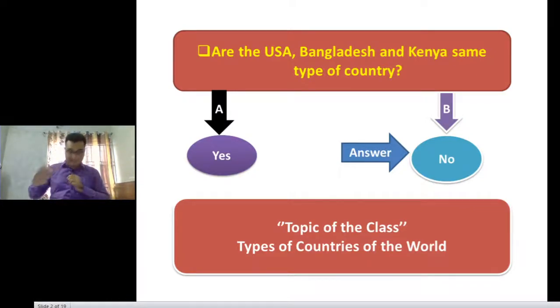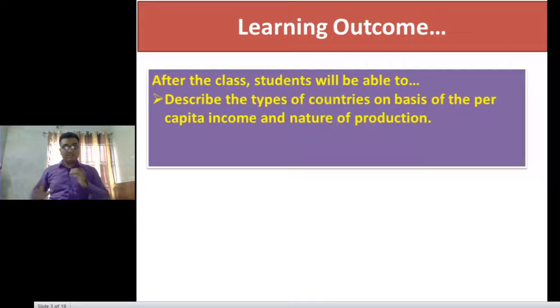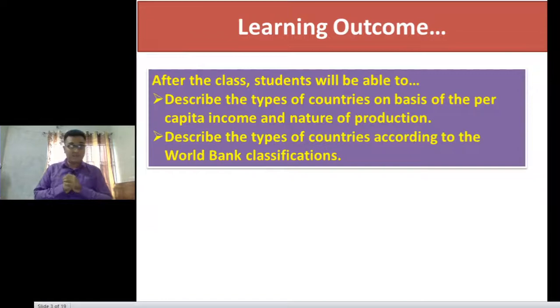our today's learning outcome. After the class, you will be able to describe the types of countries on the basis of per capita income and nature of production. Then you will be able to describe the types of countries according to the World Bank classifications. So dear students, let's get started with today's class.